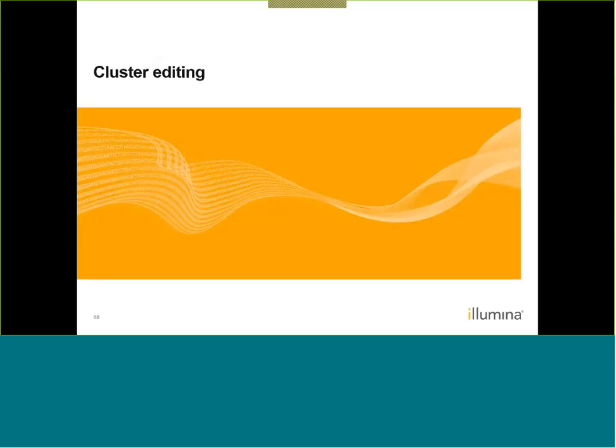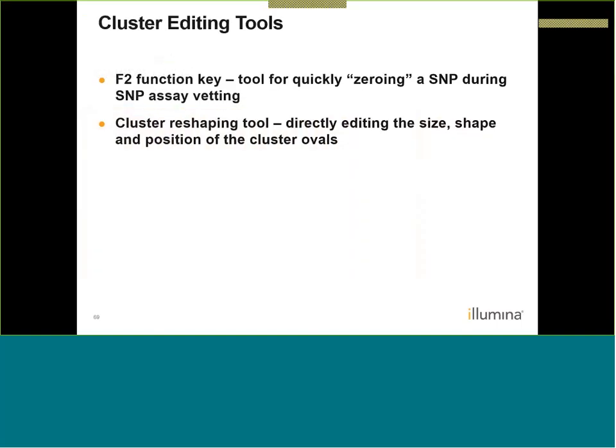All right, let's move on to our next topic, cluster editing. Now, there are 2 tools I want to discuss, the F2 function key and the cluster reshaping tool. The F2 function key is useful if you're running through a long list of SNP assays in your panel which are underperforming and which you'd like to remove from the analysis. So it allows you to quickly review visually and remove from analysis a long series of assays.